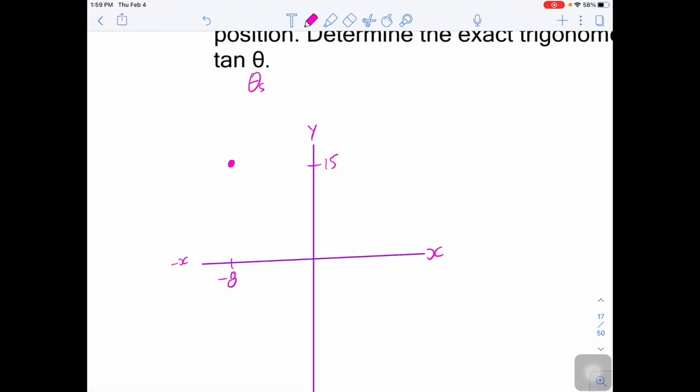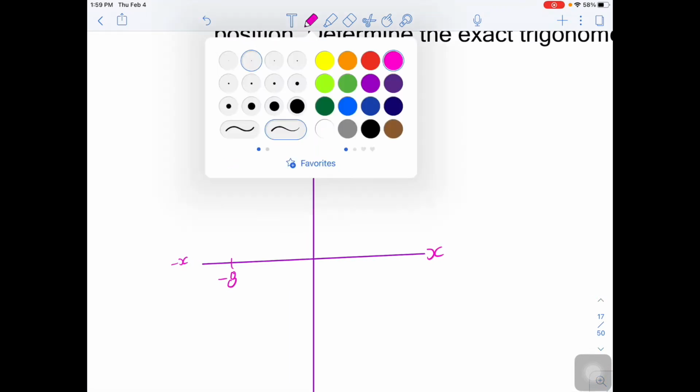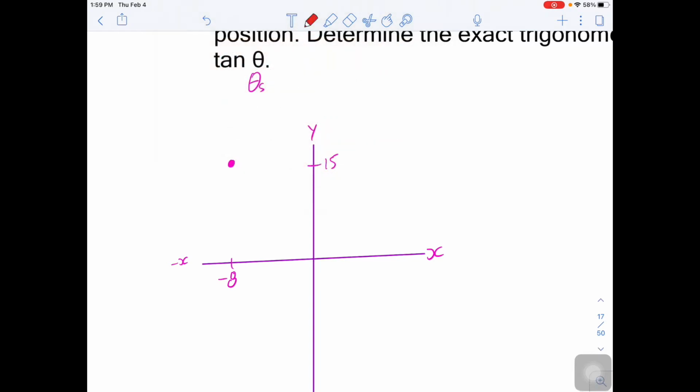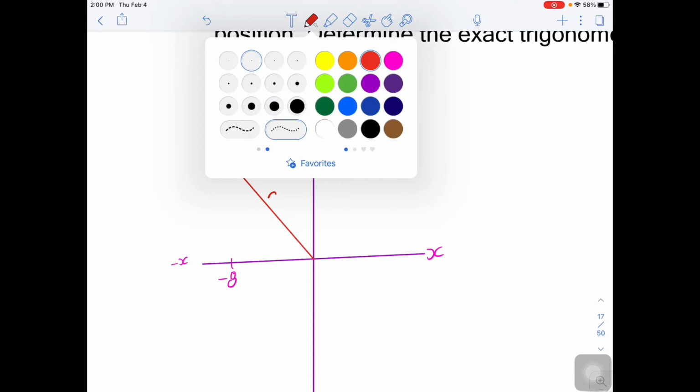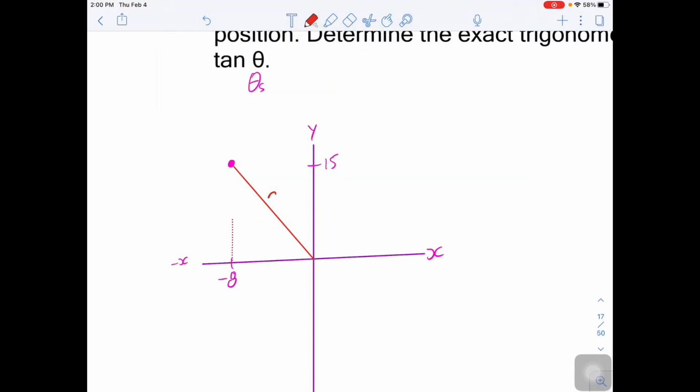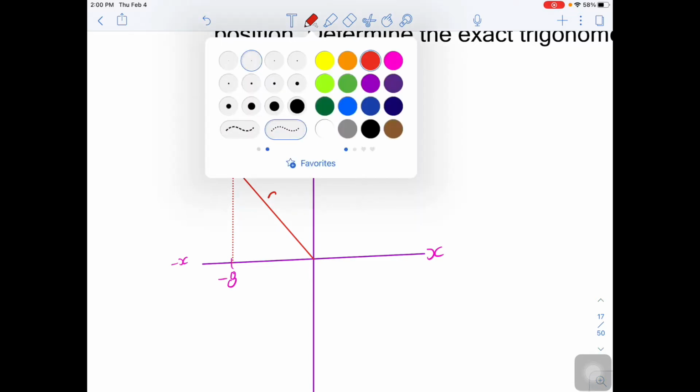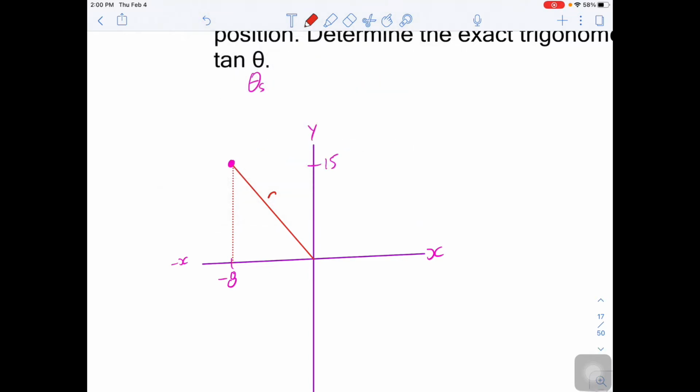So again, in this trig unit, anytime you're given a coordinate point in a trig question, you can create a terminal arm. So we are going to connect our terminal arm here. And remember, that is going to be notated as r. Now, at this point, you can drop down or create another arm found here. And now we have our right triangle. So you can see our right triangle is formed.